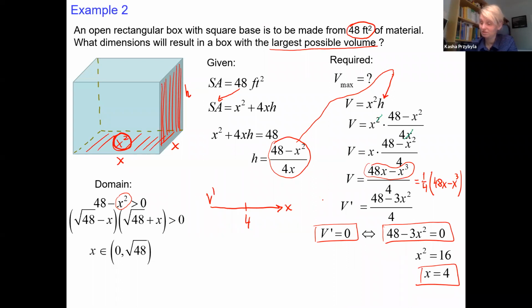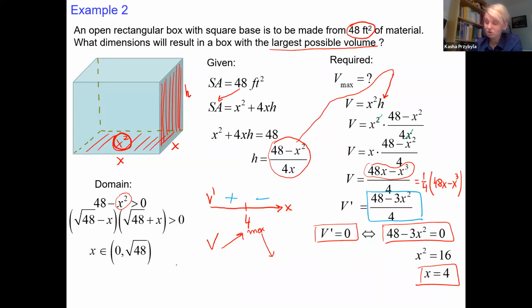That means we will test, and in testing I can use this formula. Yeah, looks good. That's the derivative, or even just the top. When I pick a number greater than 4, we will definitely have negative, and less than 4 will give me positive. 48 minus 3, for example, positive. Then the function is increasing, decreasing. Excellent. This is a maximum.